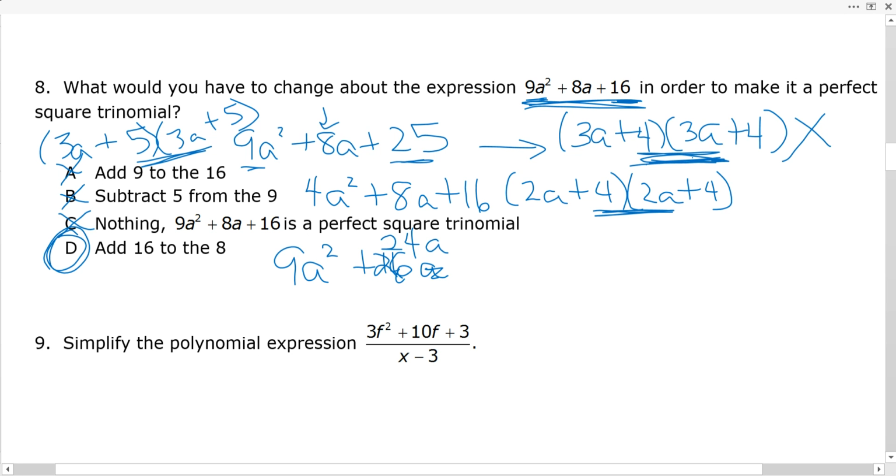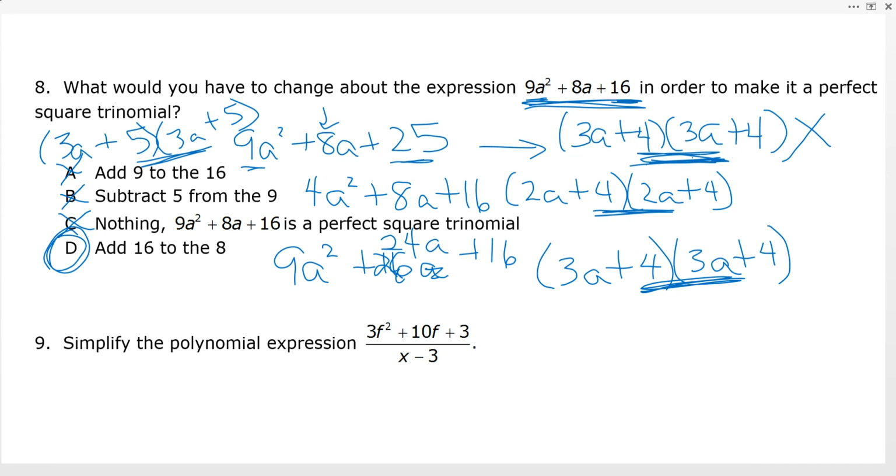24a plus 16. If we look back up here, what we were doing at the top, you're going to go, oh yeah, that works, because we have 3a plus 4 times 3a plus 4, and that is 12 squared, which makes 24. So that one is the correct answer.